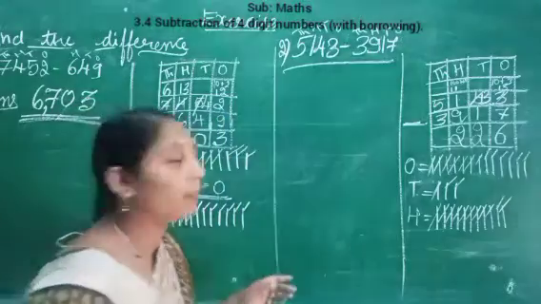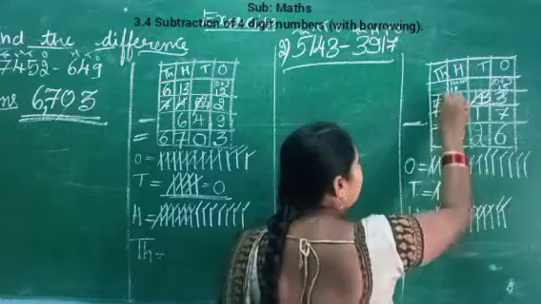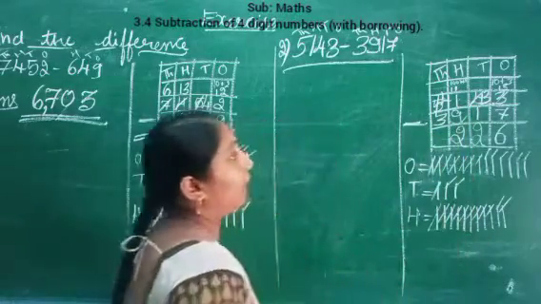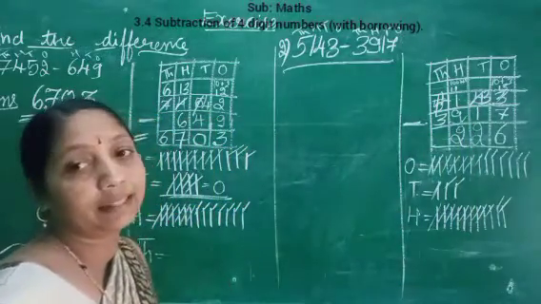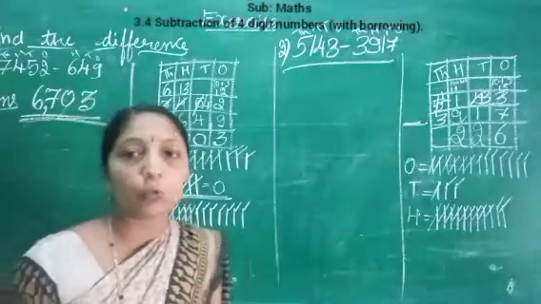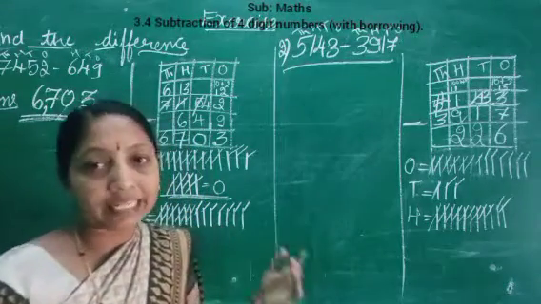Which number is in the thousands place? It gave the borrowed 1 number, so it comes to 4. 4 is there. 4 minus 3: yes, 4 is greater than 3. So it is subtracted easily.